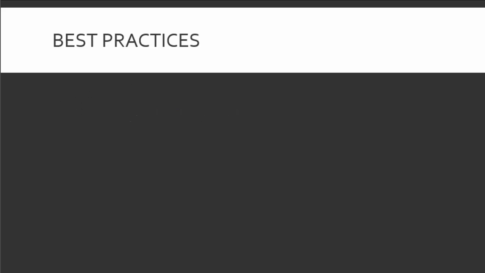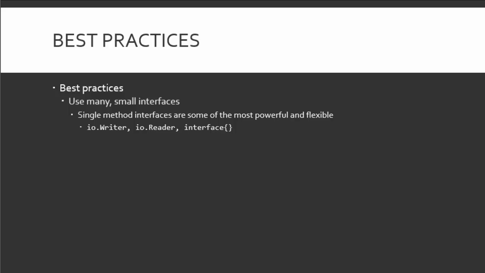The last thing that we talked about were some best practices that have evolved over the last few years about using interfaces in the Go language. And we talked about use many smaller interfaces whenever possible, and then if you need larger interfaces, go ahead and compose those together with interface composition.